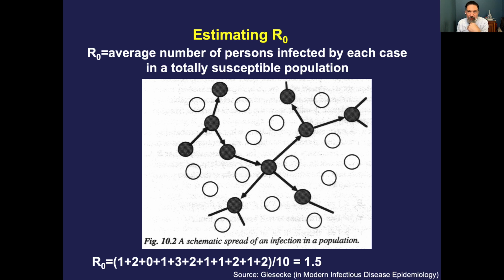And if you do that for this particular infection, you would add up all of the infections resulting from each case and take the average by dividing by the number of cases. And in this case, you get an R0 of 1.5. So each of these, whatever agent this is, each of these cases result in an additional 1.5 new cases on average.